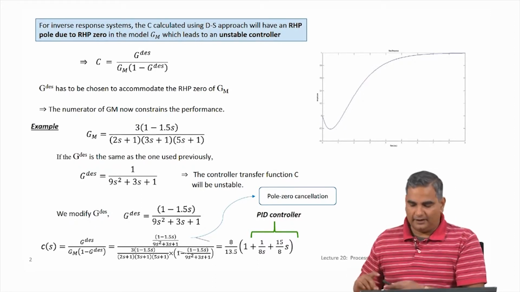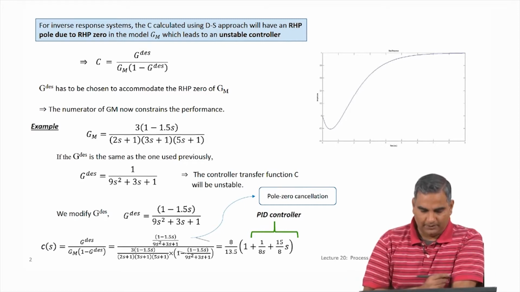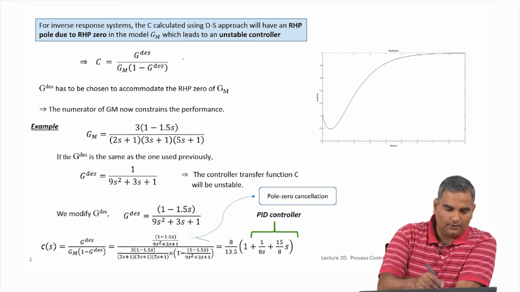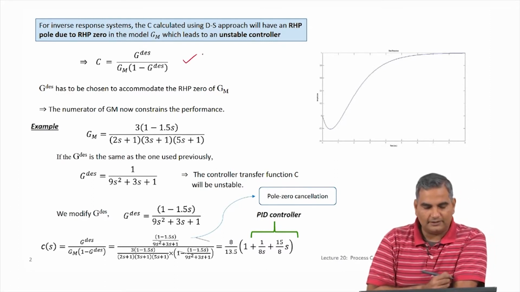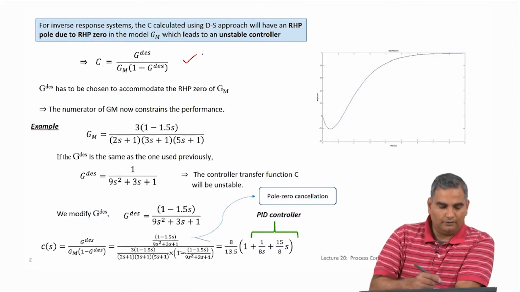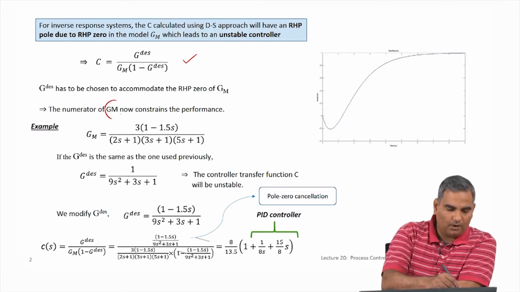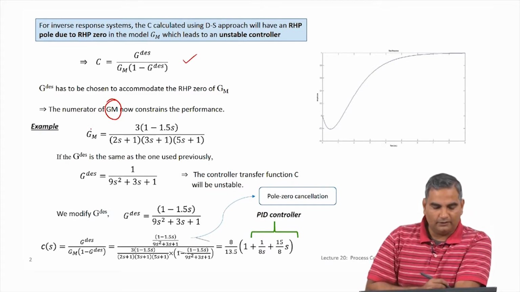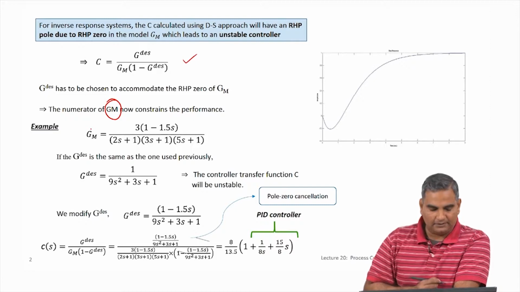Okay. So, let us see how all of this works out in terms of the math that underlies these ideas. So, I already talked about the controller form, which is G desired divided by G model times 1 minus G desired. So, the numerator of this G model is basically the one that constrains the performance. Okay. So, let us take an example and see what happens here.